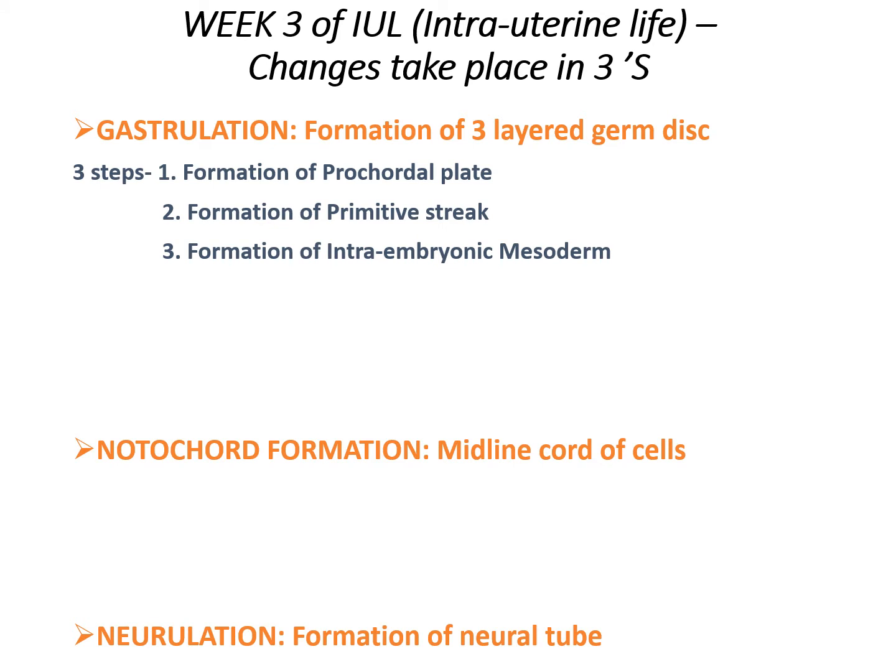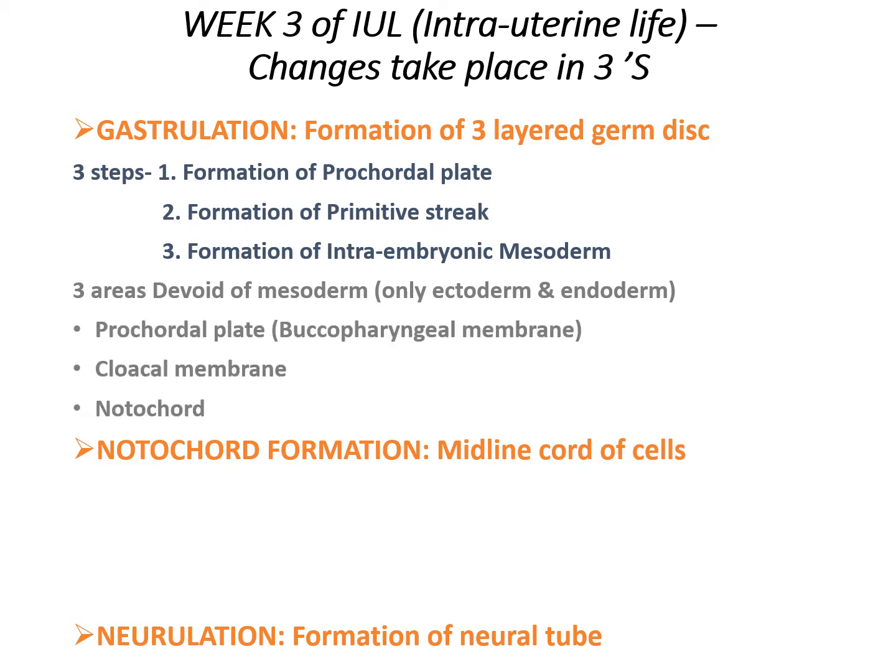Gastrulation takes place in three steps: formation of the procaudal plate, formation of the primitive streak, and finally formation of the intraembryonic mesoderm. Three areas which are devoid of mesoderm and are formed only by ectoderm and endoderm are the procaudal plate, which is now called the oropharyngeal or buccopharyngeal membrane, the cloacal membrane, and the notochord.